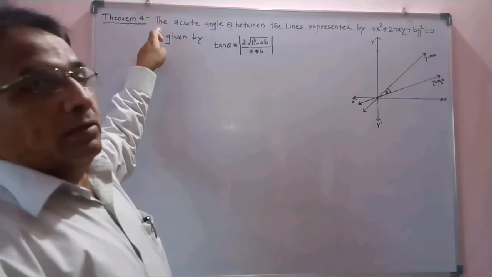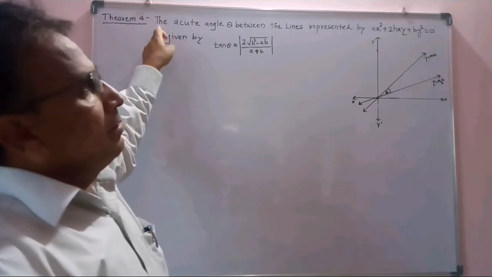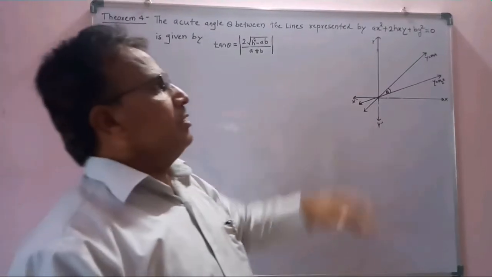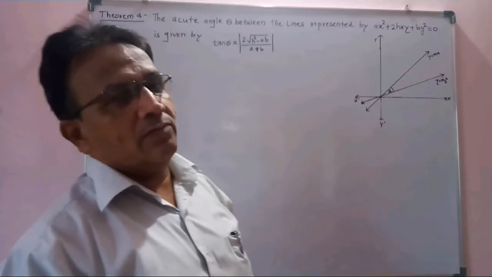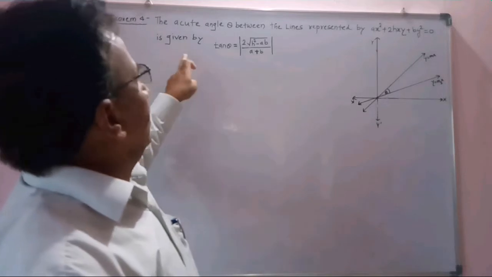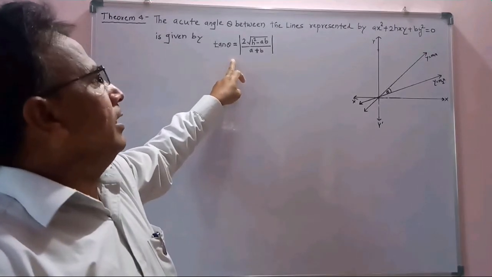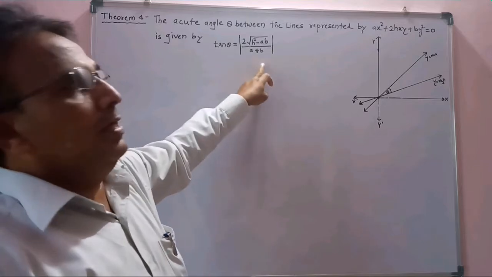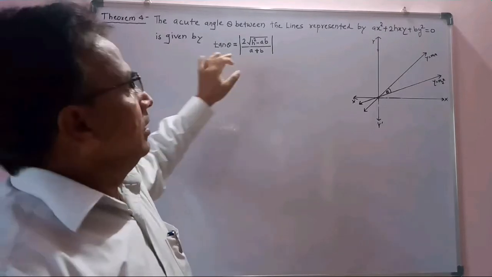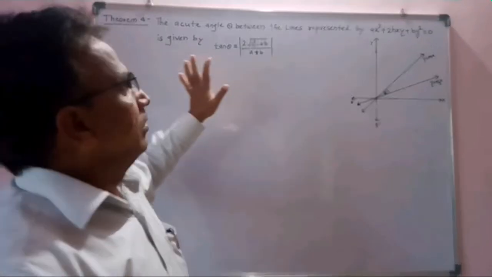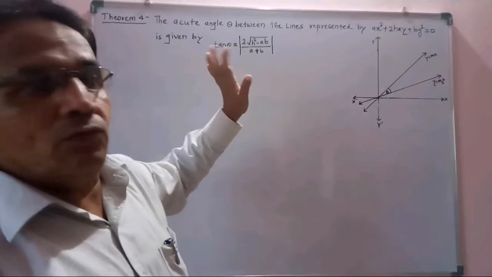The acute angle theta between the lines represented by ax square plus 2hxy plus by square equal to 0 is given by tan theta equal to mod of 2 into root h square minus ab divided by a plus b. This is the most important theorem. This is theorem number 4.